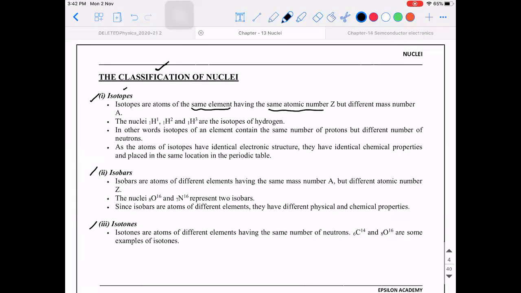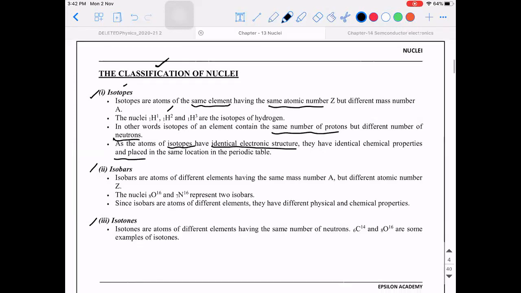For example, when you talk about the isotopes of hydrogen, we have H 1 1, H 2 1, and H 3 1. These are the isotopes of hydrogen. In other words, isotopes of elements are the ones which have the same number of protons but different numbers of neutrons. You can state it like this. Similarly, as the atoms of isotopes have similar electronic structure, they have identical chemical properties and they are placed in the same location in the periodic table.